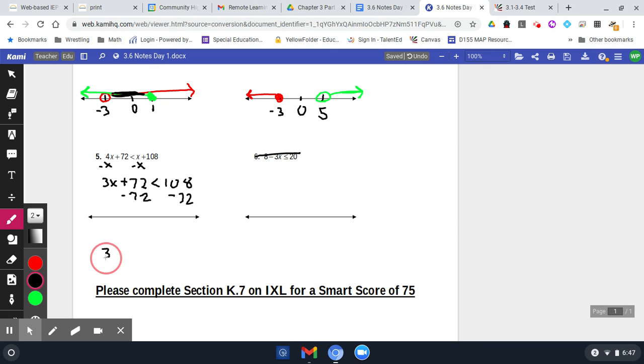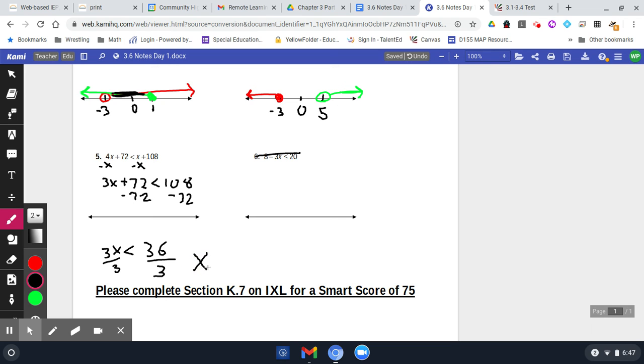So now we have 3x is less than. Notice our symbol still has not changed, right? Is less than. Let me grab my calculator really quick. 108 minus 72, and that is 36. So now we know 3x is less than 36. Last step is to always, always, always divide by the number in front of the variable, which is 3. So then you get 36 divided by 3, which is 12. So you have x is less than 12.